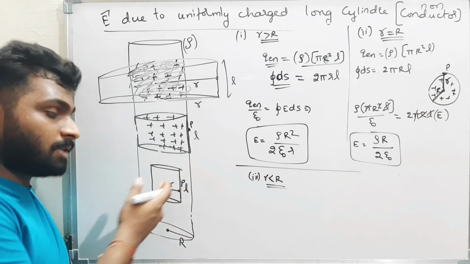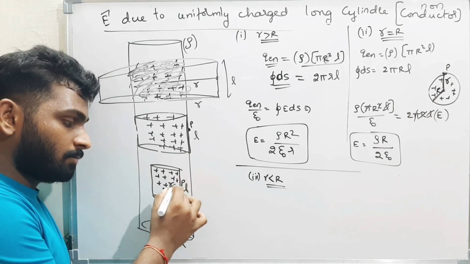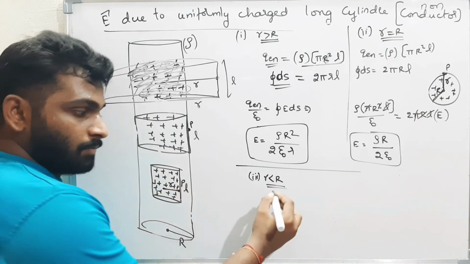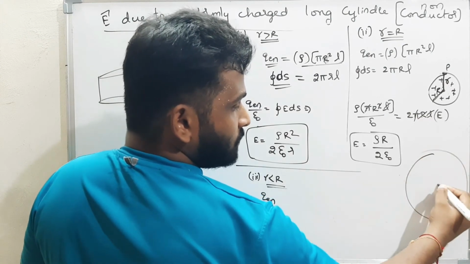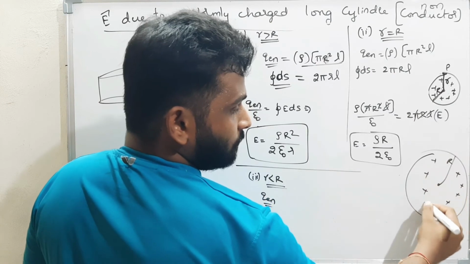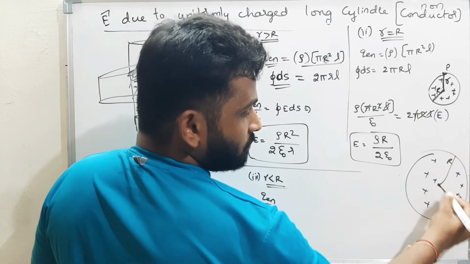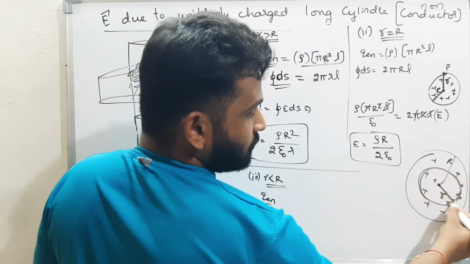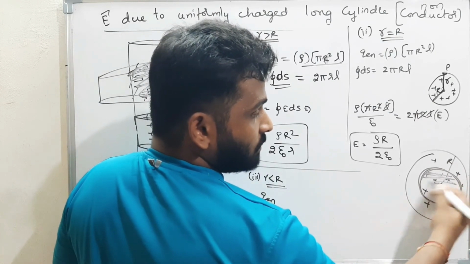Okay. Now, what is the charge present in this Gaussian surface? First of all, what is the charge enclosed? Now see here, this radius is capital R. Charge is present everywhere, and I am assuming a point P here, at a smaller distance from the center. Now this is the Gaussian surface. What is the charge present in this Gaussian surface? This is the charge present.